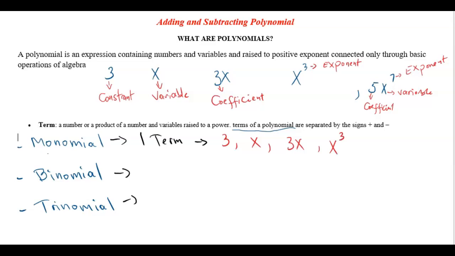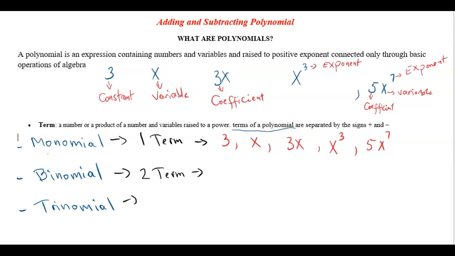x cubed, there is no plus or minus. That's considered as one term. So that's a monomial. 5x to the 7th power, there is no plus or minus. That's also a monomial, okay? So if you have one term, that's a monomial. Now, a binomial in itself has two terms. A binomial has two terms.